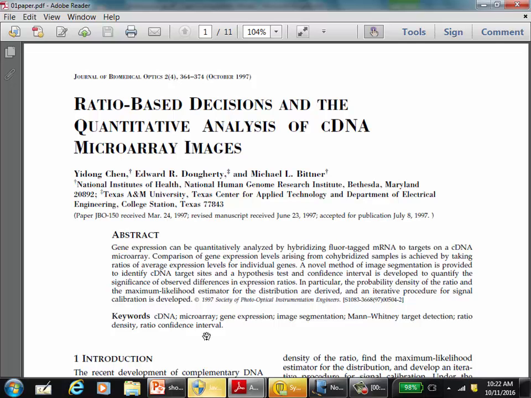So is it significantly more than 1? Is it significantly less than 1? And so on. So you need a probability density function for that. In particular, the probability density of the ratio and the maximum likelihood estimator for the distributions are derived, right? And an iterative procedure for signal calibration is developed. That one is to do some kind of normalization, which I will point out, right? So any questions about the abstract?